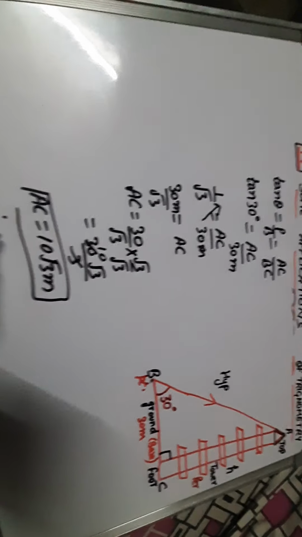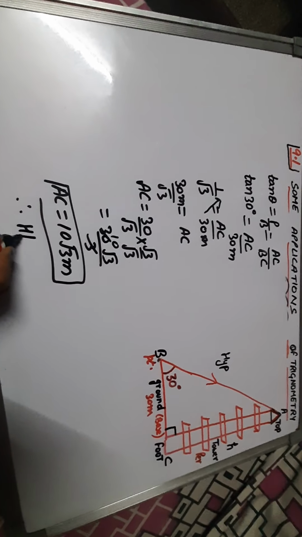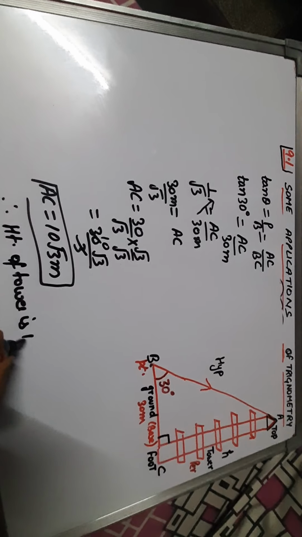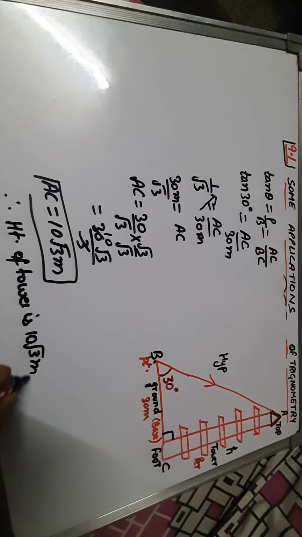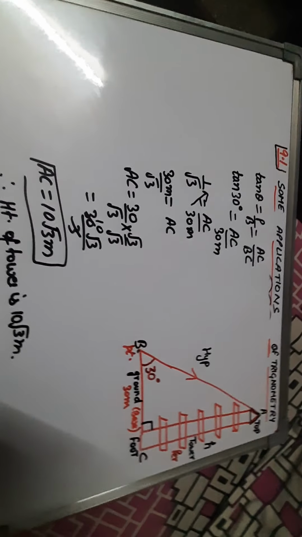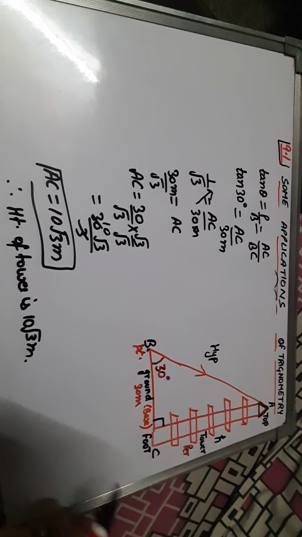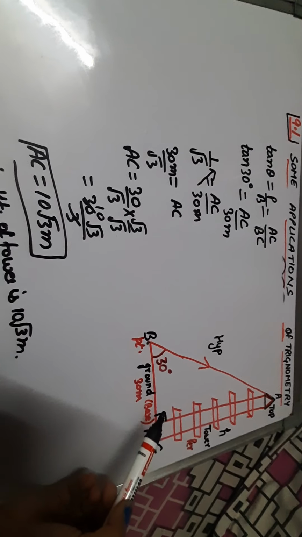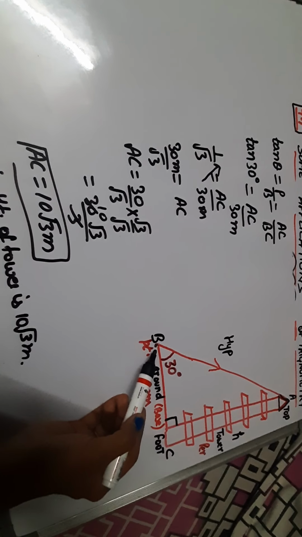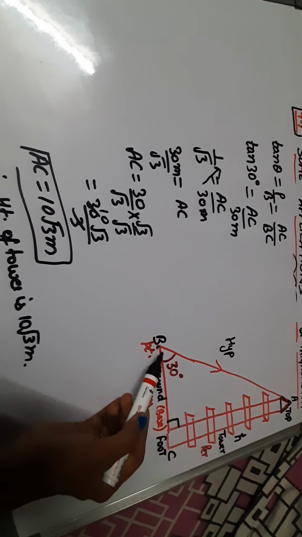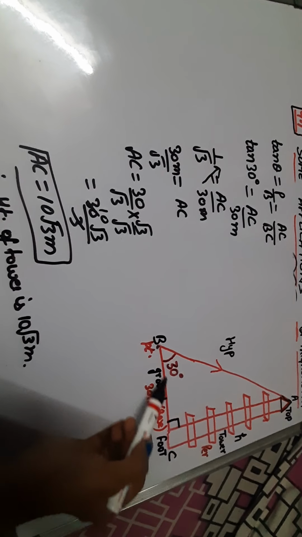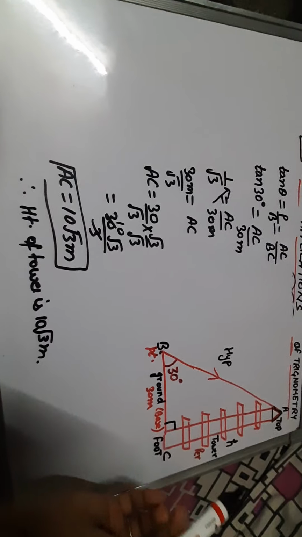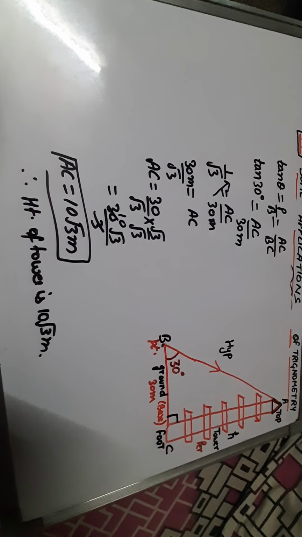So we'll write, therefore, height of tower is 10 root 3 meter. So I hope, dear students, it is clear to you that a tower is given to us, and according to the statement, the angle of elevation is from a point on the ground which is 30 meter away from the foot of the tower. We need to find out the height of the tower. So I hope it is clear to you.